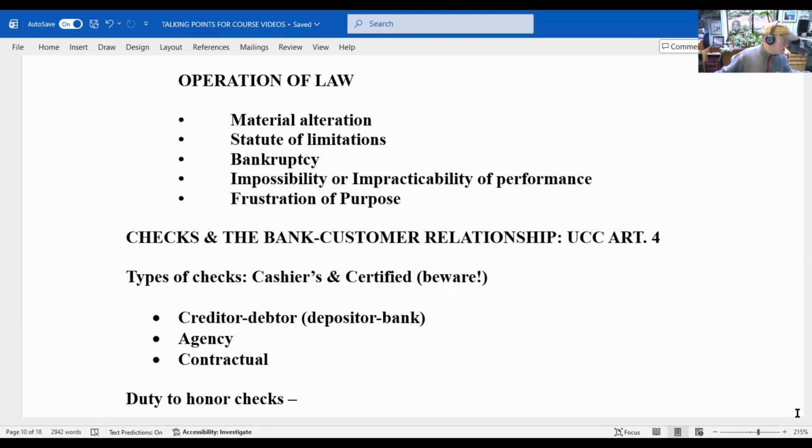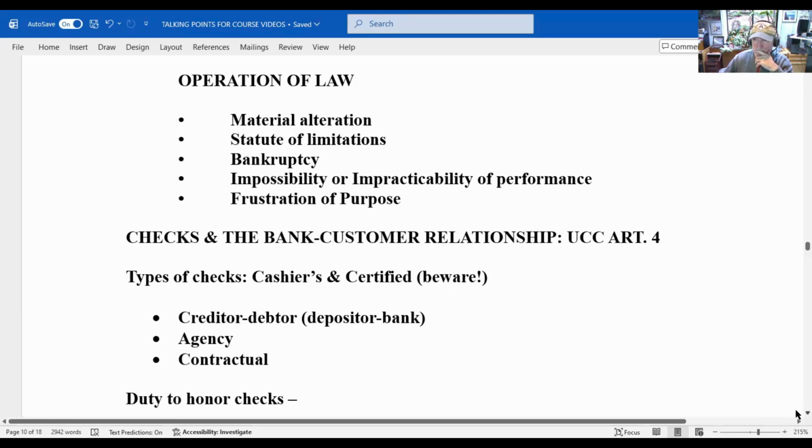Agency relationship. This is basically common law between the customer and the bank when the customer writes a check. In an agency relationship, one party, the bank, the agent, agrees to represent or act on the order of the principal, and that would be the customer. Finally, there's normally a contractual relationship when you have a bank account. All right, so that's all cool.